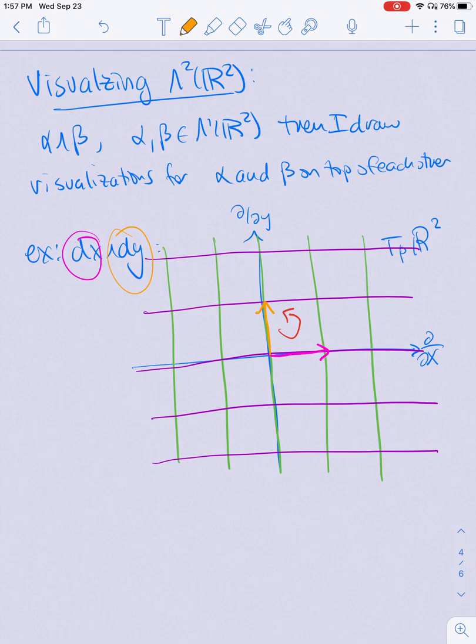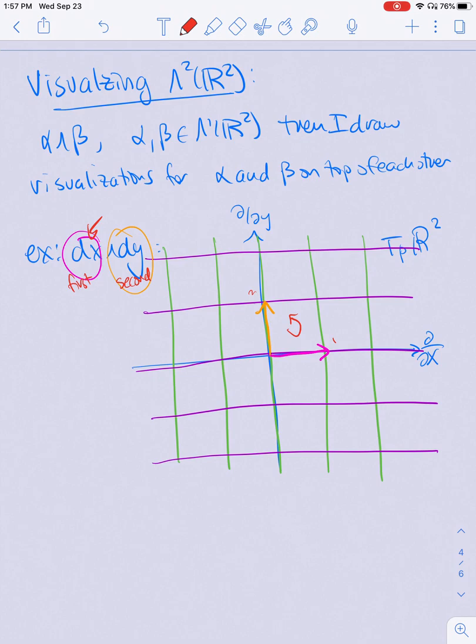The first element in my wedge product is dx. So I start with the pink vector first, and then I want to travel to the orange vector. I go in a counterclockwise direction. So that's why I decorate the grid with a little counterclockwise spiral.